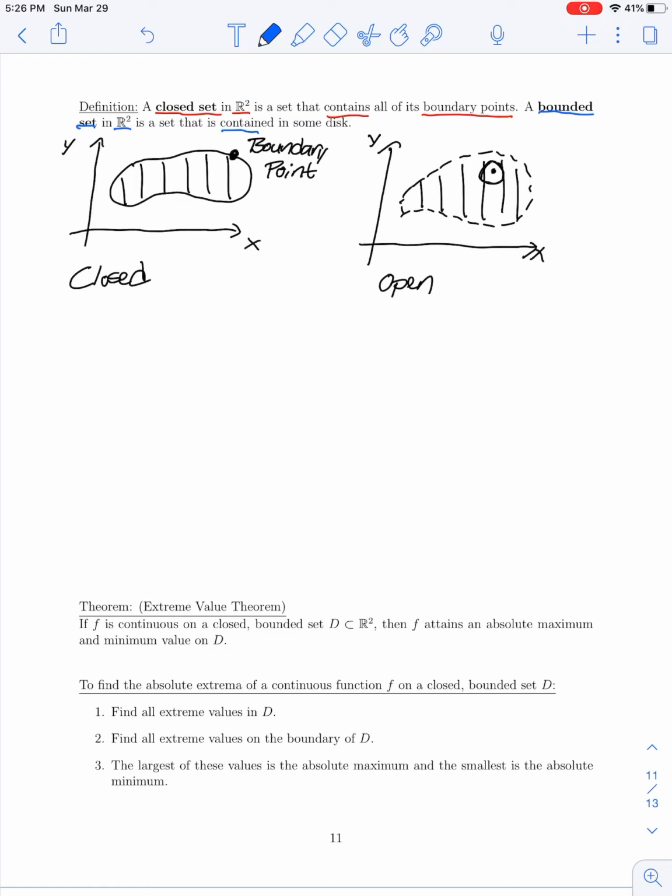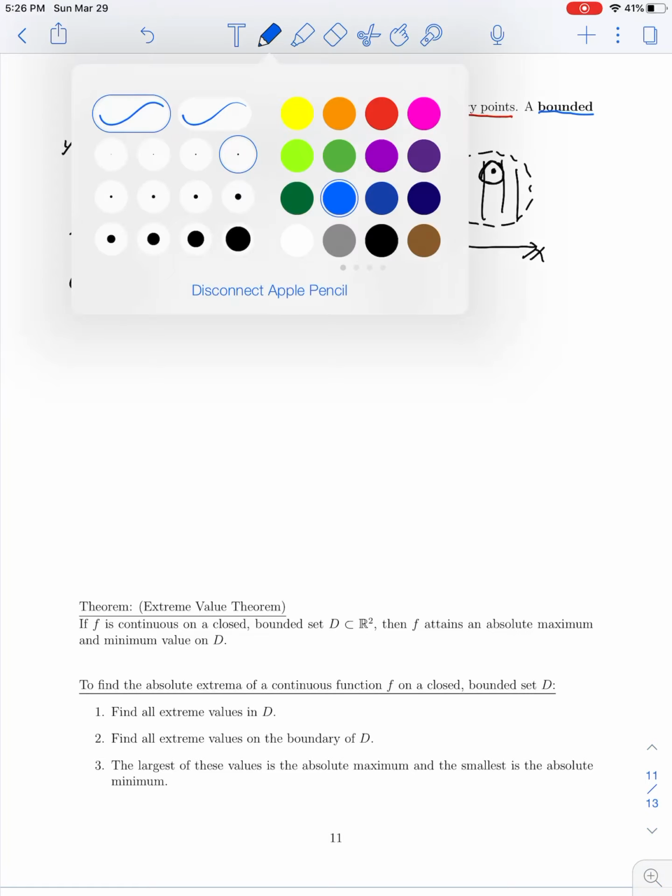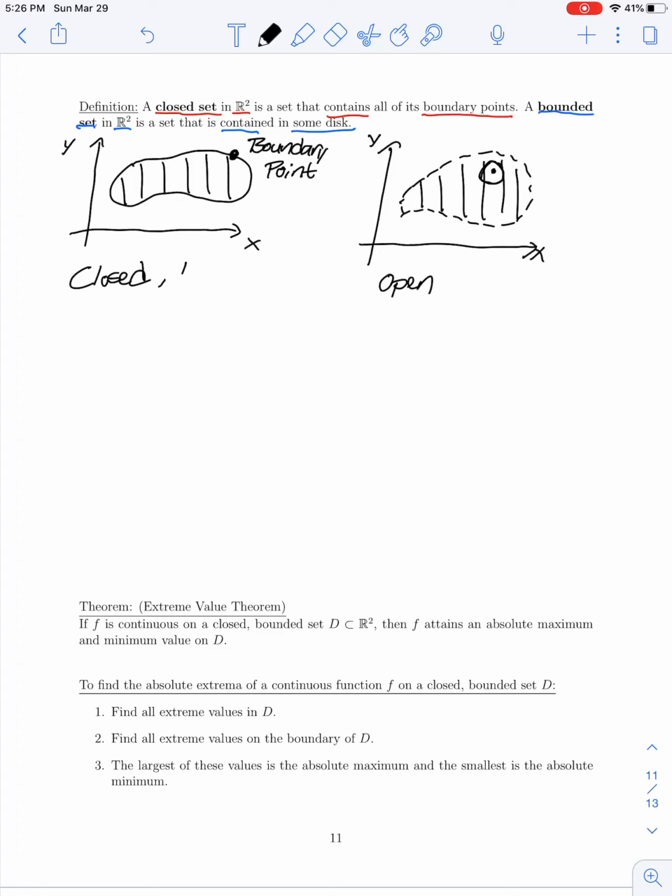Now, some other terminology that we need is a bounded set. So a set is called bounded in the plane if it can be contained in some disk. So if I can draw a circle around my set and it contains all of the points within that set, then it's said to be bounded. So here we can see that our first set, we could certainly enclose it in some circle. So this would also be a bounded set. And our second example of an open set would also be bounded.